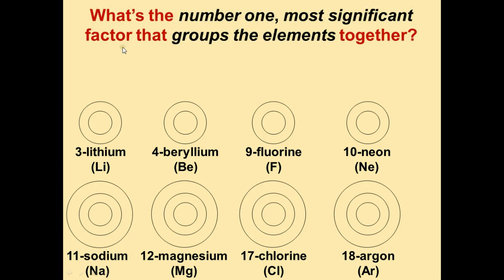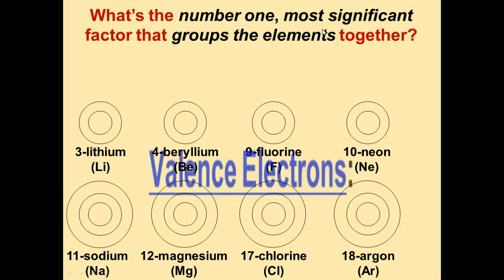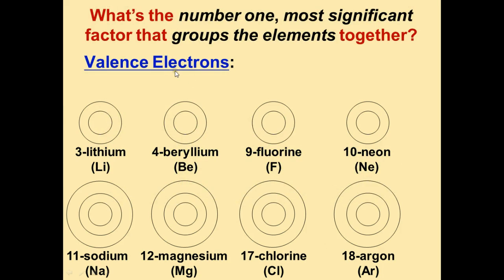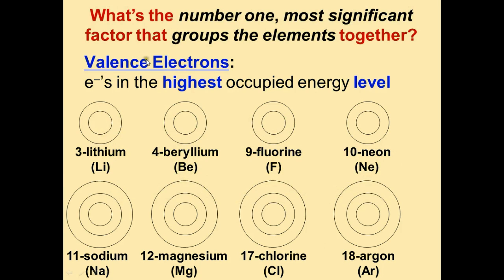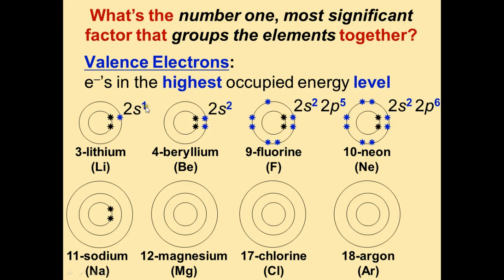Next, what is the number one most significant factor that groups elements together? And this is valence electrons. And like we talked about, valence electrons is why elements have similar properties, and valence electrons are electrons on the highest occupied energy level. And so these are some Bohr models of several elements. The first one has one valence electron, the second one has two valence electrons, the third one has 7 valence electrons, and then the fourth one has 8 valence electrons.